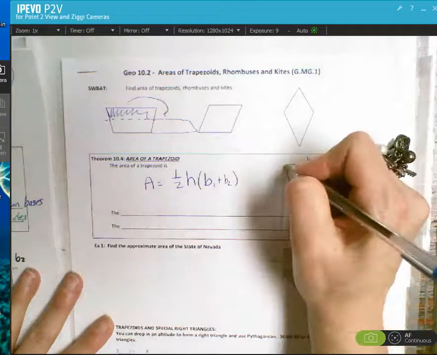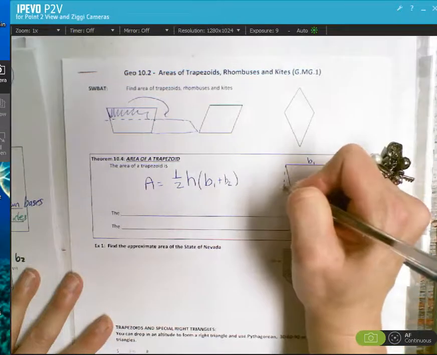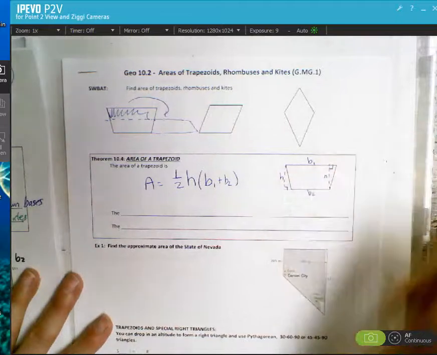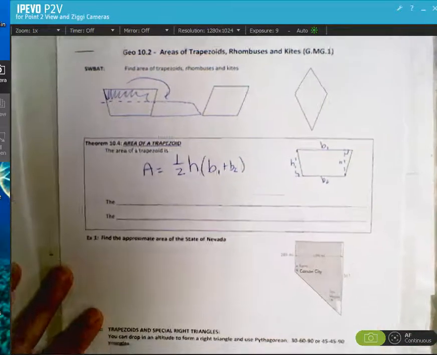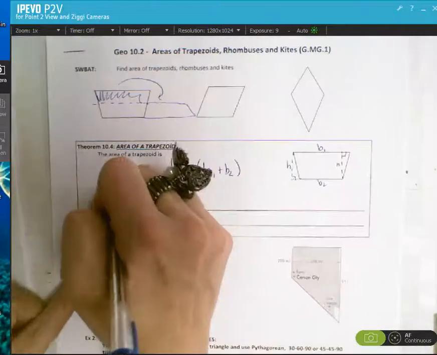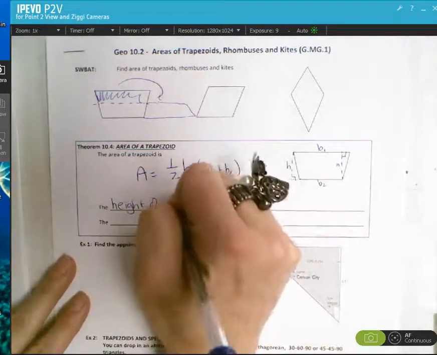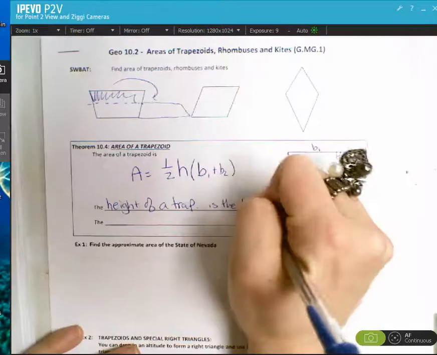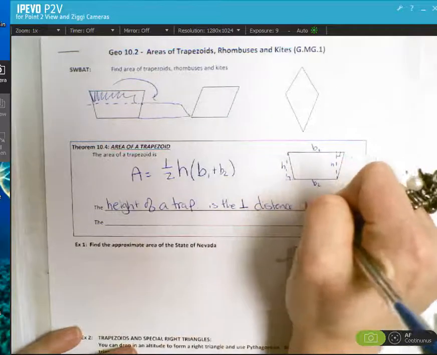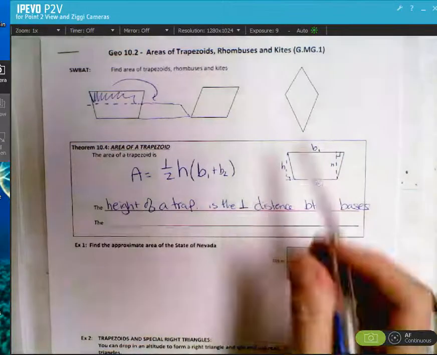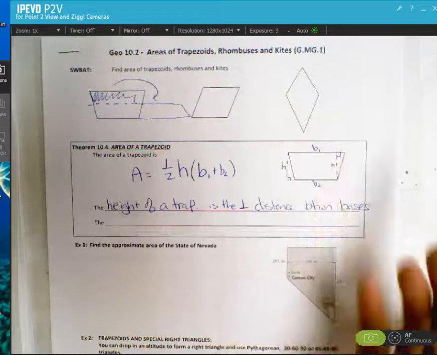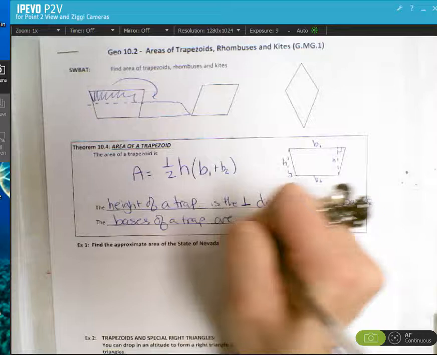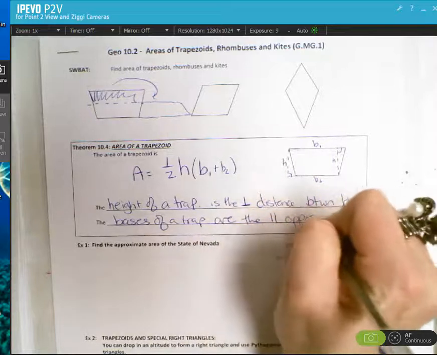Similar to our parallelograms and our triangles, I can have an outside height, which is the altitude or the perpendicular height, or I could have an inside height, and it's also perpendicular to the opposite side. So it's going to be perpendicular to the bases. So the height of a trapezoid, so we'll call it a trap, is the perpendicular distance between the two bases. So instead of from a vertex, it's between the two bases. And then the bases themselves of a trapezoid are the parallel opposite sides.